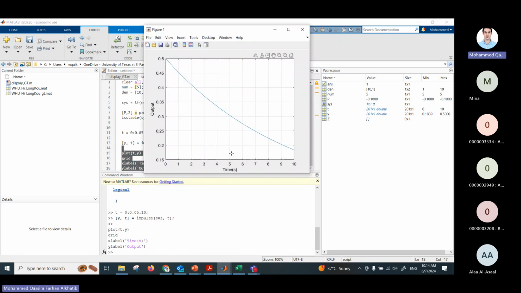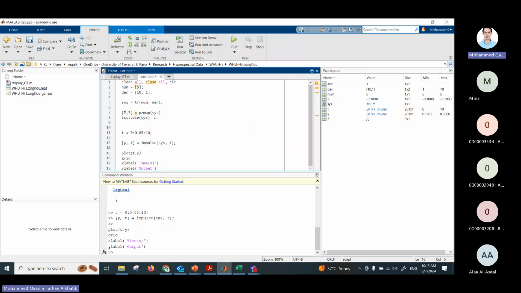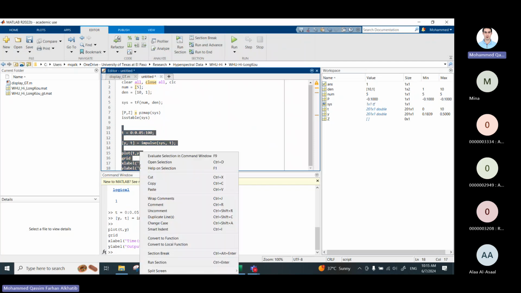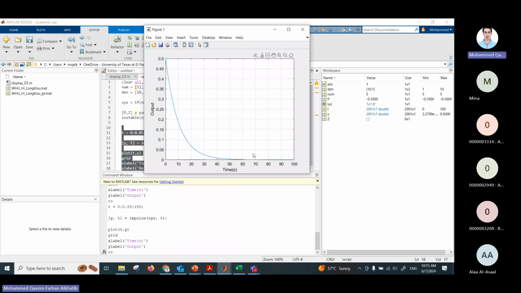So notice as the time increases, the behavior dies out. Let's say, for example, it goes down. It does not go to infinity. So 10, I don't think is the appropriate value. Let's try with 100. And again, let's try it here. And there you go. See that at steady state, the system just dies out. So that's an example of a stable system.